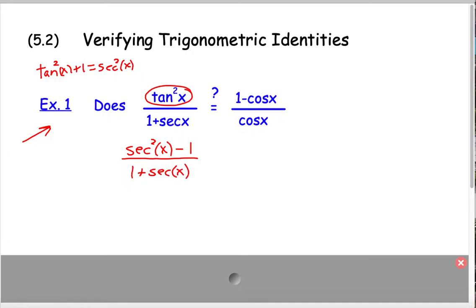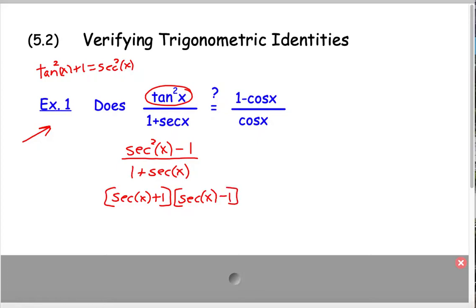Now when I look at this, I think the top looks like I could factor it. It's kind of like seeing an a squared minus 1. That's the difference of two squares. So I can factor that, and that would become secant of x plus 1 times secant of x minus 1.